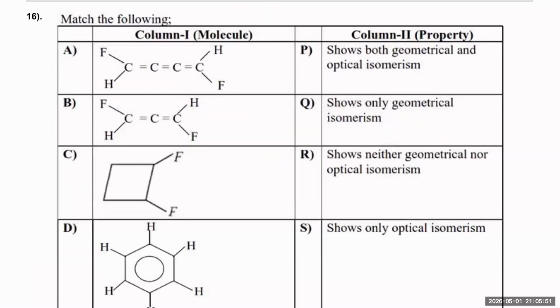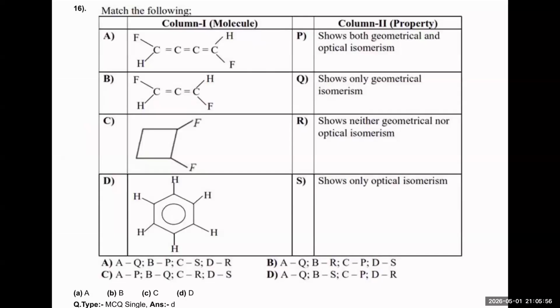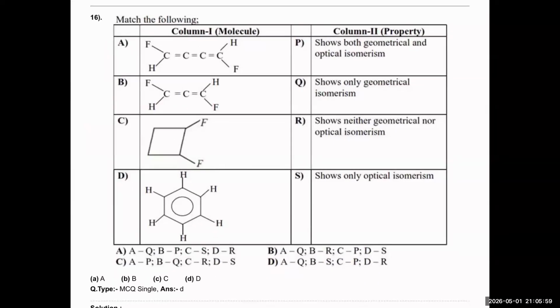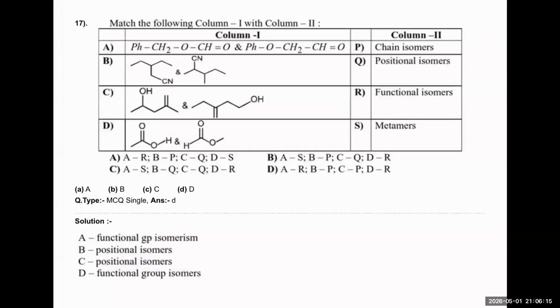Next, check out the 16th one. Again, the 16th one is very straightforward. If anybody wants a discussion, I'll do it. Otherwise, we'll skip it. All okay? The 17th one, please check. It's just about identifying chain, positional, functional, and metamerism. Again, a straightforward question. All okay?